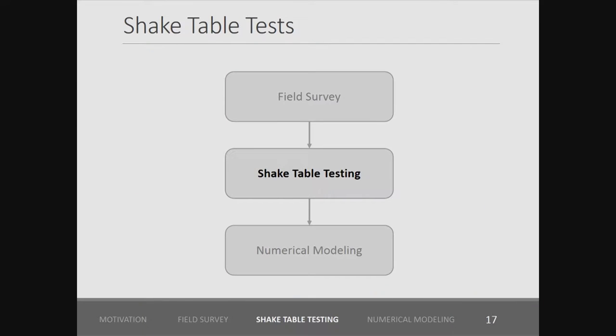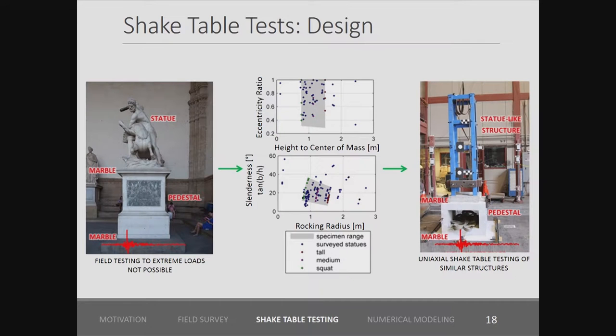And with the results of this field survey, the design of the experimental portion of this dissertation will now be documented. Given the results of the field survey, the shake table tests were further guided by this complex statue pedestal system, shown on the right-hand side with a statue-like structure sitting on top of a pedestal on the uniaxial shaking table facility at UC San Diego. This statue-like structure was designed as a geometrically variable tower, such that it could account for over 85% of the geometric configurations or statues surveyed in the field.